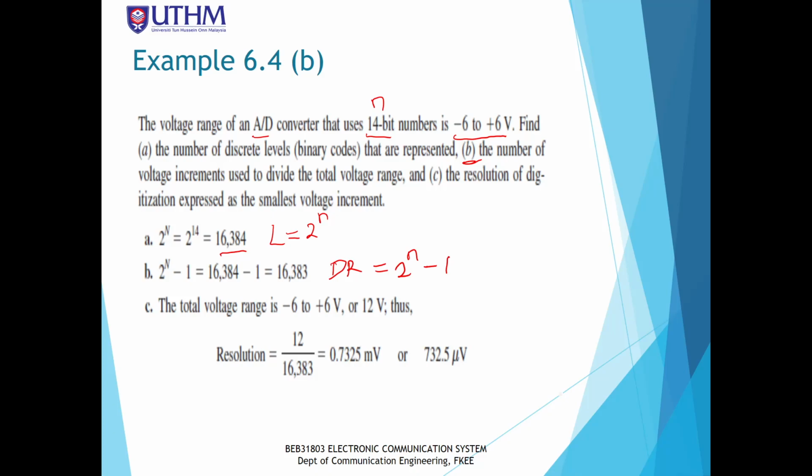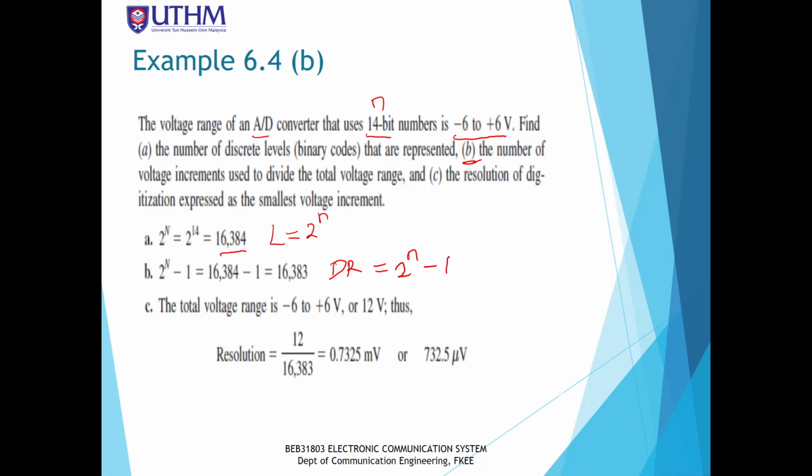So these are the number of voltage increments. How many step sizes? Berapa banyak anak tangga? The number of increments, or the number of step sizes, excludes 0 volt. So that's why we do the minus 1.